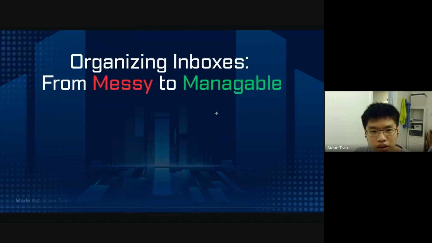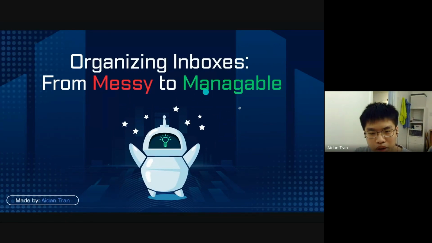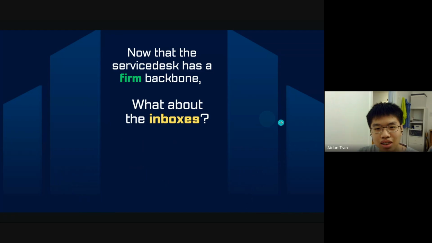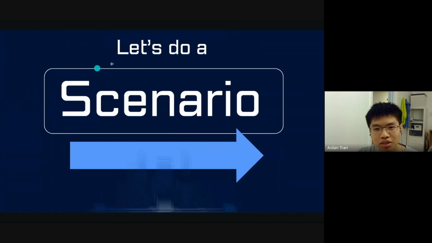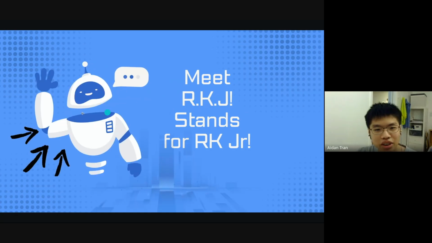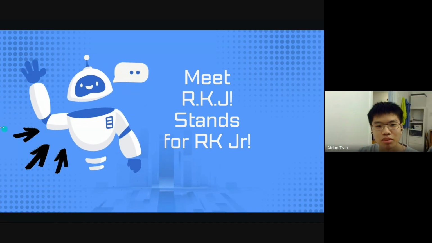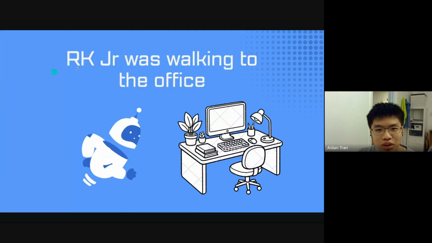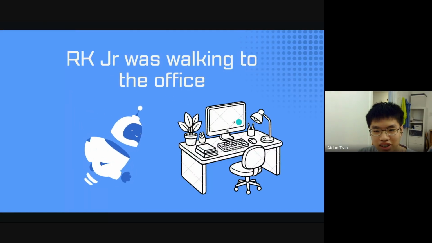Okay, my name is Aidan Tran, and we are doing organizing inboxes from messy to manageable. So we have already talked about how the service desk backbone is so firm, but what about the inboxes, as customer emails are turned into tickets after all? Now let's do this little, what I call a scenario. Meet RKJ, which stands for RK Jr., our cute little bot who will guide us on our inboxing journey. So RK Jr. is walking to his office.